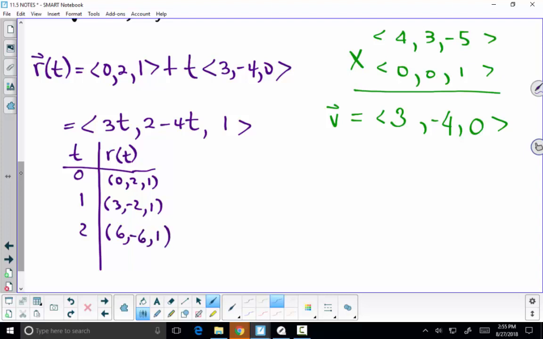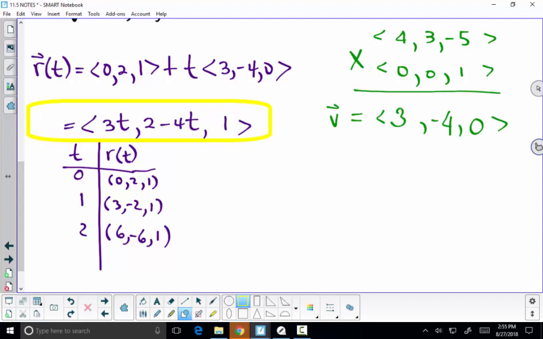So every value of t is just giving you another point on the line. All right, so this is the equation of our line. Every value of t, a different point on the line. Any questions on that before we move on?